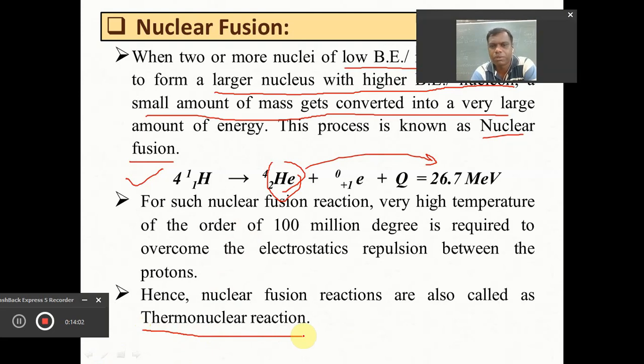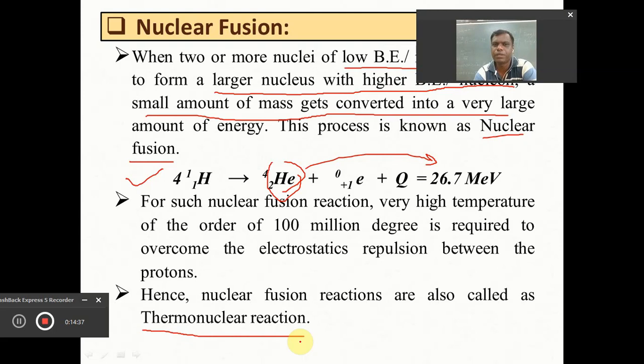So it's very important that whenever we want to combine two nuclei with one another, the repulsion between the protons present in the nuclei of both must be overcome with the help of temperature. For that purpose we require a very high temperature to overcome the repulsive forces between the protons of both nuclei, and that's why these nuclear fusion reactions are called thermonuclear reactions.